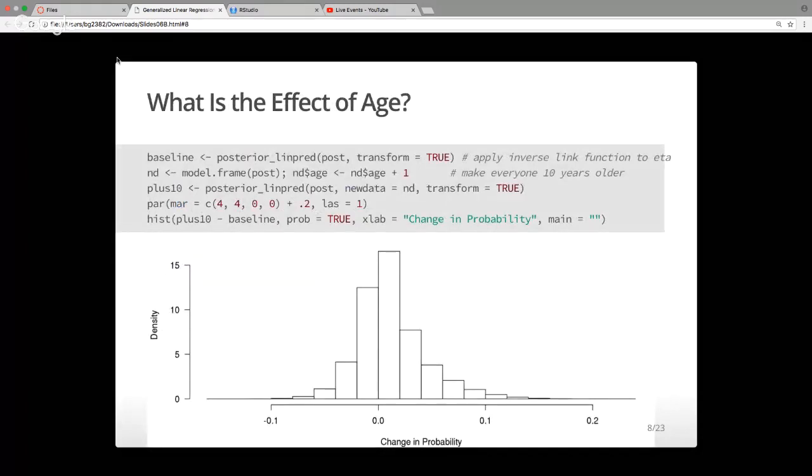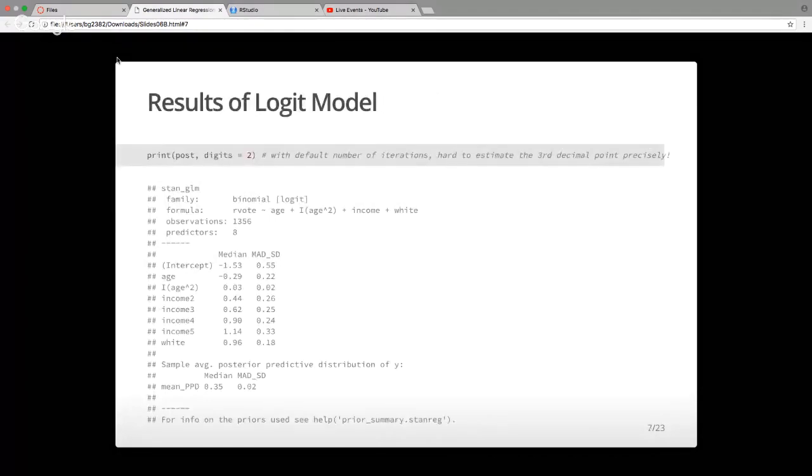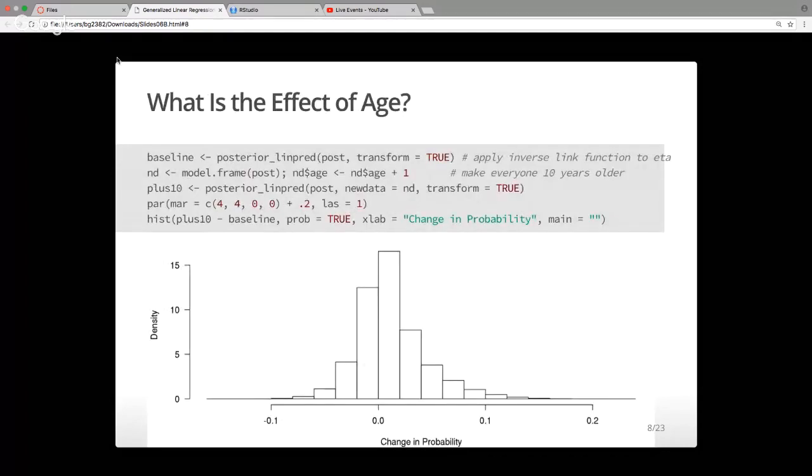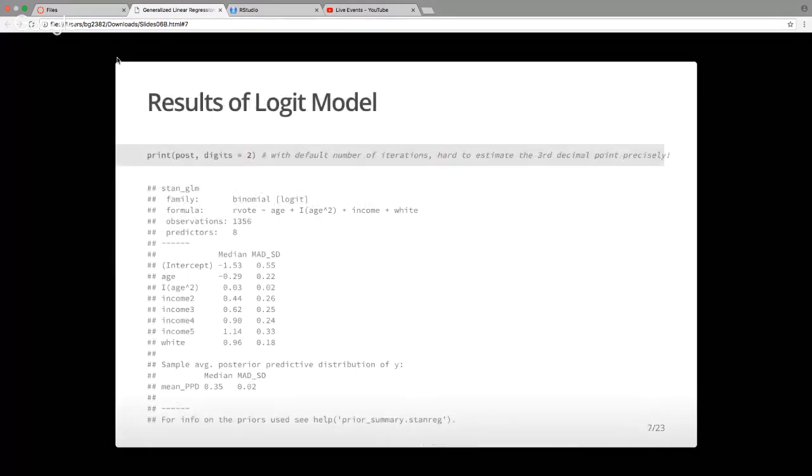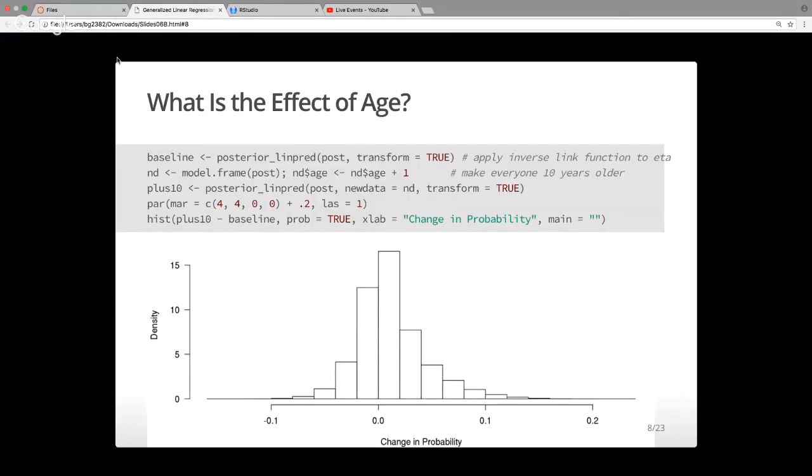Other questions about that? Andres? It's a change in probability for an individual, right? Is the change in probability for an individual voting for? Yes. So did I put it here? I did not. Posterior linpred is going to return a matrix that is S by N. So 4,000 by 1,356. So each column of baseline and each column of plus 10 represents the conditional expectation for each person. So person number 2, person number 6, etc.